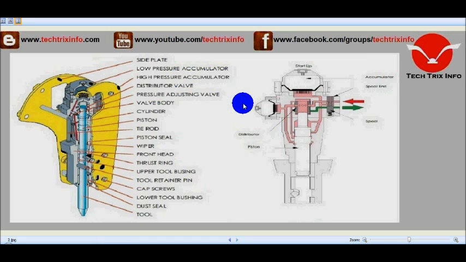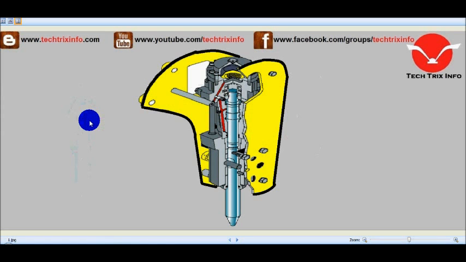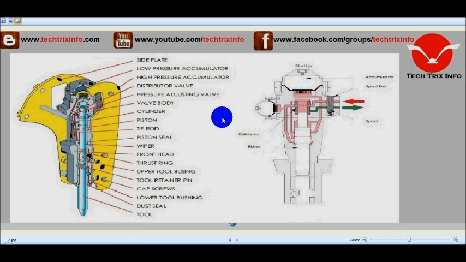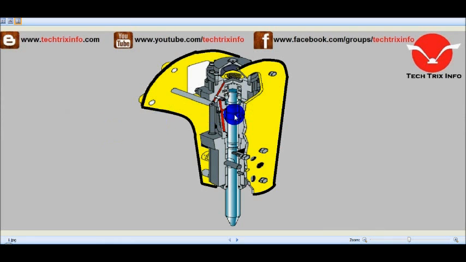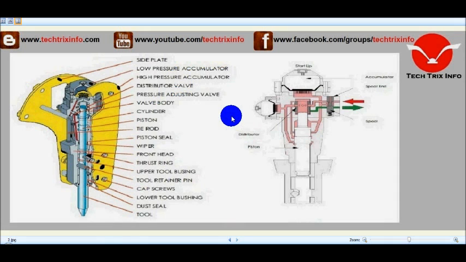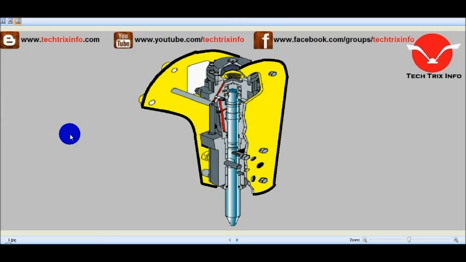Okay, the cylinder. So this is the cylinder where this chisel actually is moving. So here, this is the cylinder. Okay, the piston. So here you can see this component clearly. If you watch, this is the piston. Okay, so the tie rod is this component over here. So this is the tie rod over there.